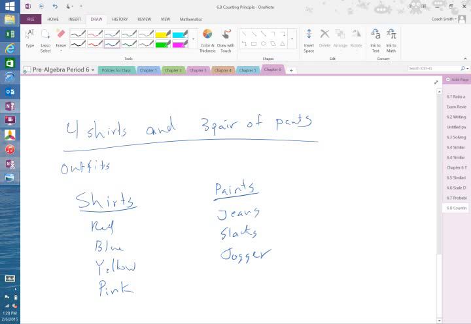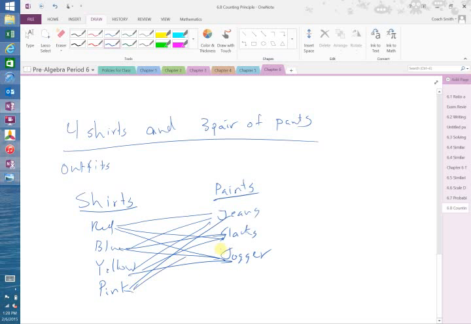Now, here's the problem you've got. This is why there are so many different combinations. You could put the red with all 3 of those, so there's 3 right there. I could put the blue with all 3, so there's 3 more, which would be 6. Same thing with yellow, there's 9. Same thing with pink, there's 12.